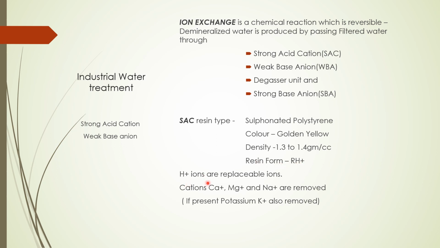The H plus ions which are present in the bed are replaceable ions. The cations calcium, magnesium and sodium, and rarely potassium, are removed in the SAC bed during the service. The H plus ion will be replaced by calcium, magnesium and sodium. These will get attached to the resin, and H will combine with chloride, sulfates and bicarbonate to form weak acids.